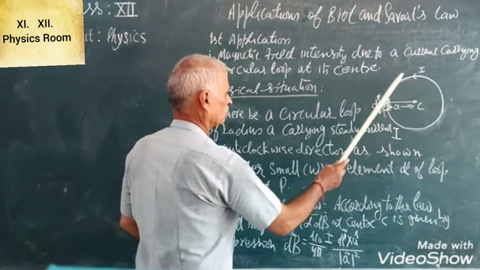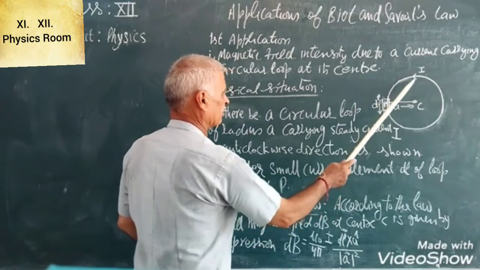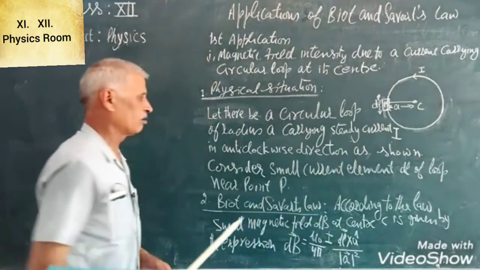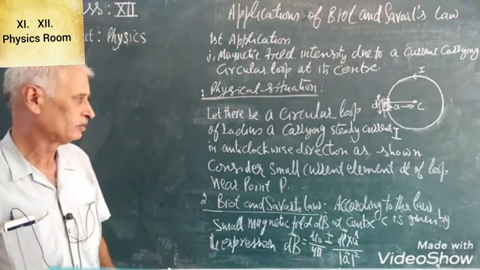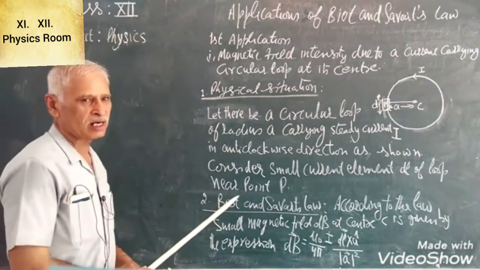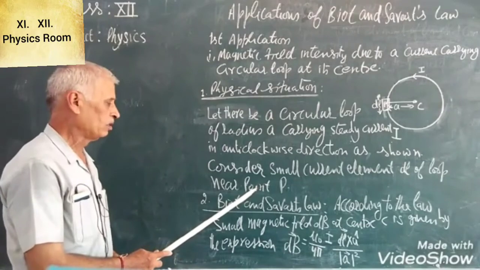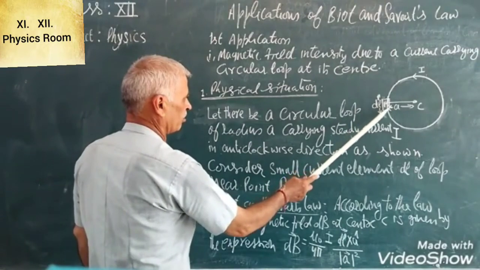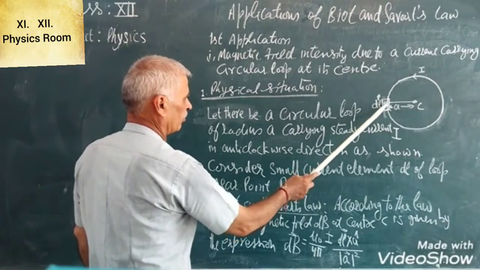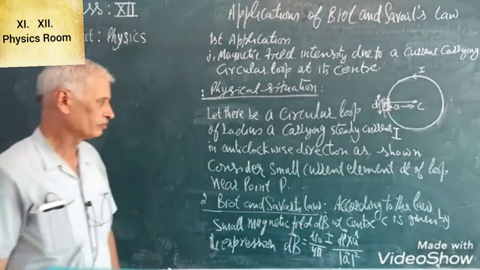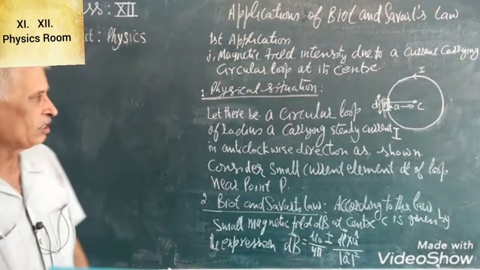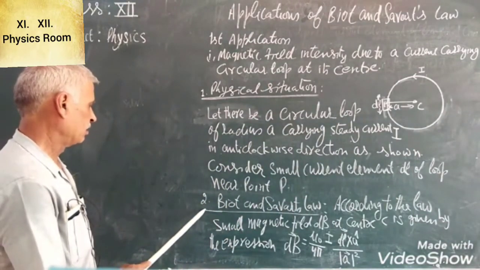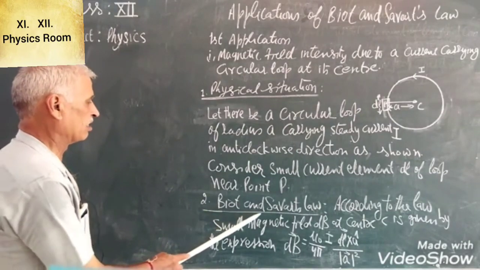This is a loop, radius A, carrying steady current I in anti-clockwise direction as shown in the diagram. Now consider a small current element dl of the loop near point P. This is point P. So this is the physical situation where we are to work. Now second point, we use Biot and Savart's law.